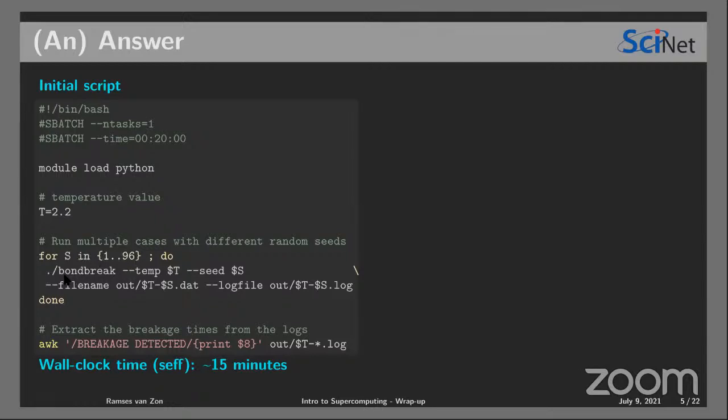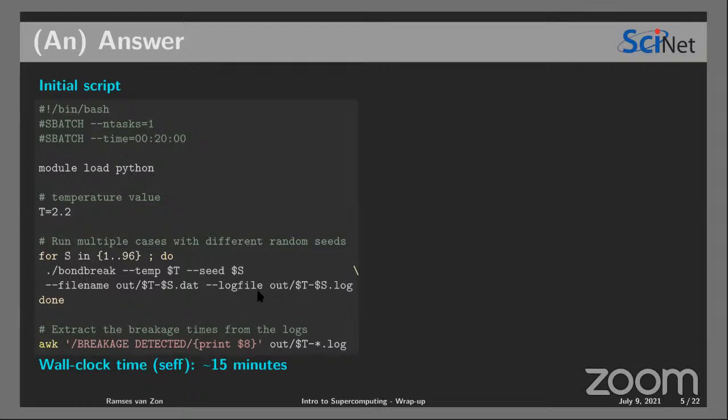And for each of them, we run one break with that specific temperature and that specific seed, and with file names that depend on that temperature and the seed. The temperature is not varying here, so we could have hard-coded 2.2, but we can imagine that we might want to also sweep in the temperature direction at some point.